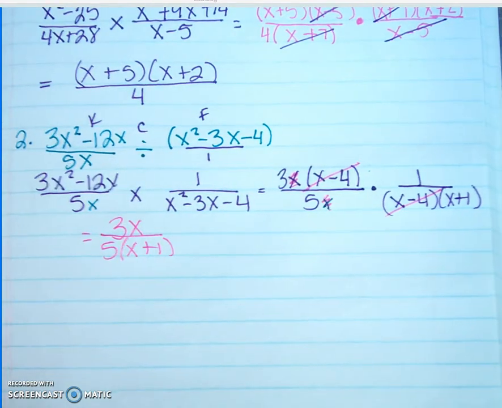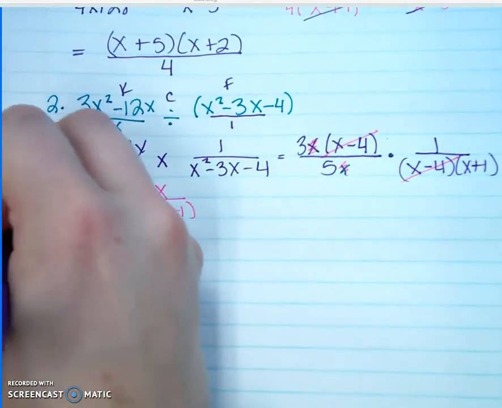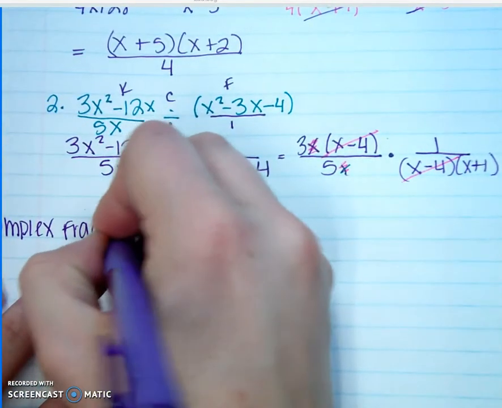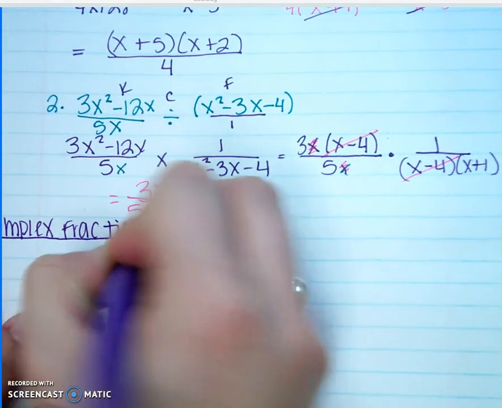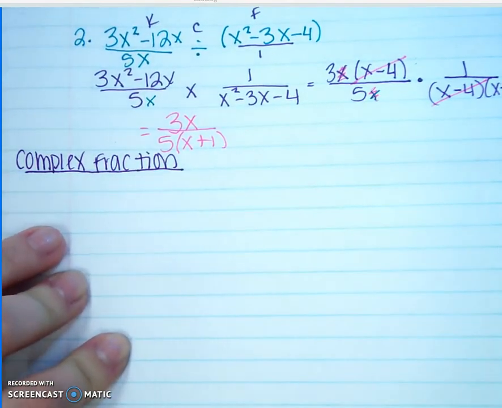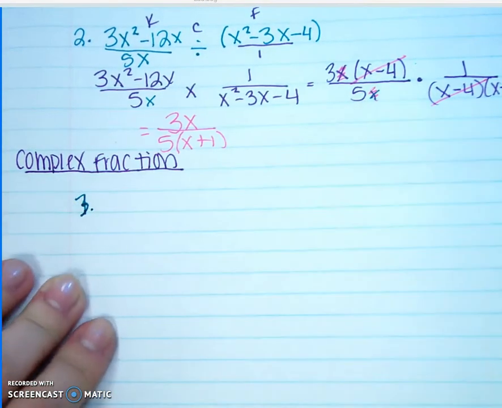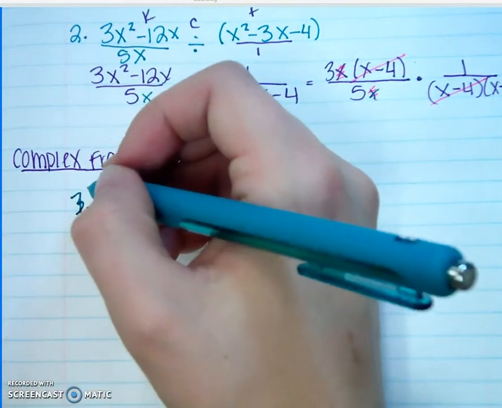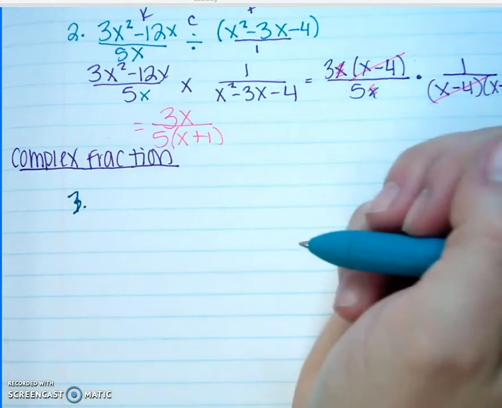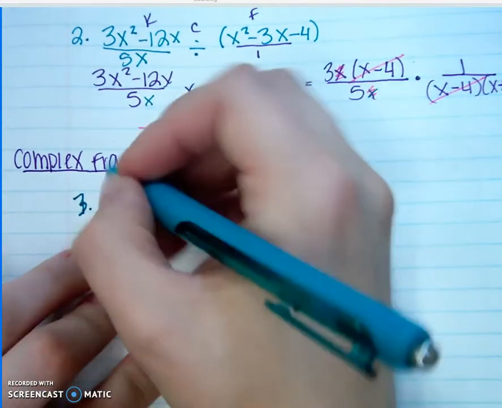All right, and the next problem that we're going to do is going to be a little bit different. We're going to call this a complex fraction. You won't have any of these on your left-hand page, but you do need to be familiar with them. So what is this, number 3? A complex fraction has one or more fractions in its numerator and its denominator, or both. That definition's in your vocab. So it's going to look something like this.